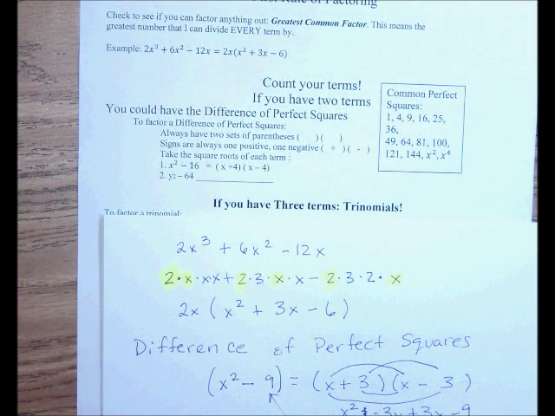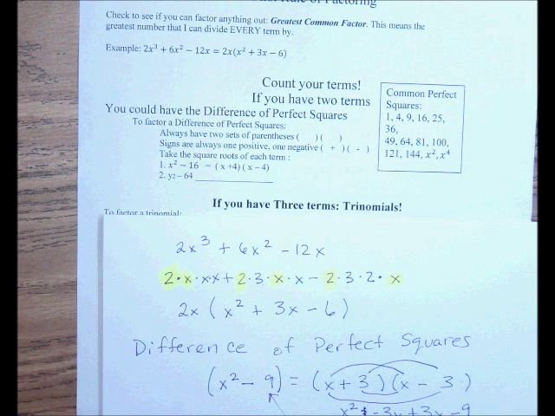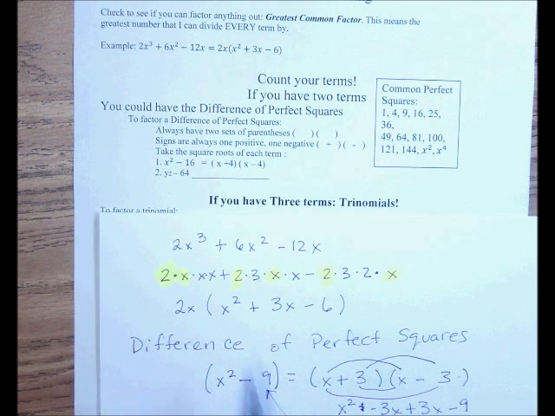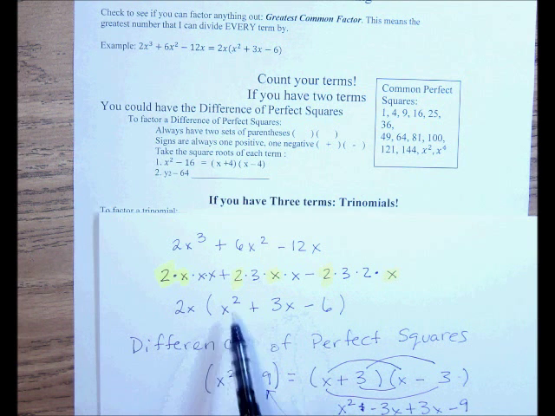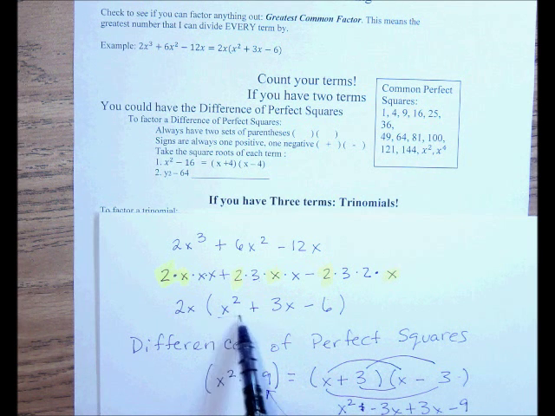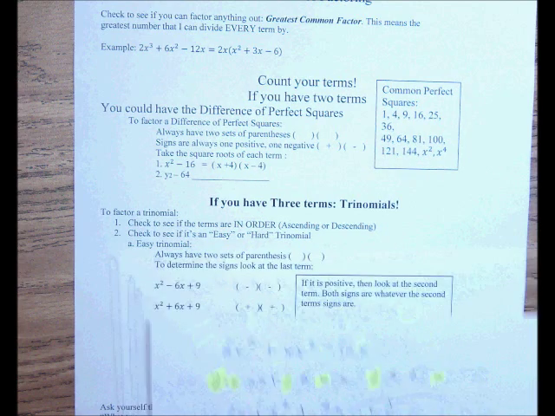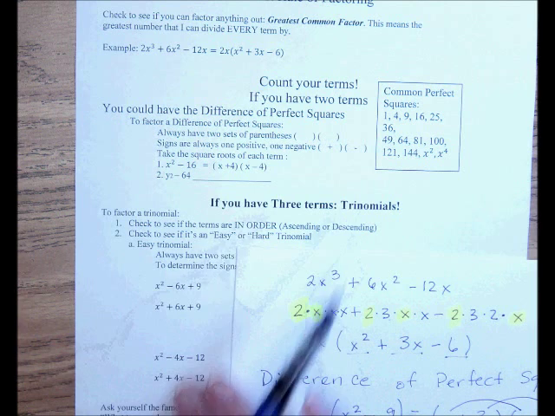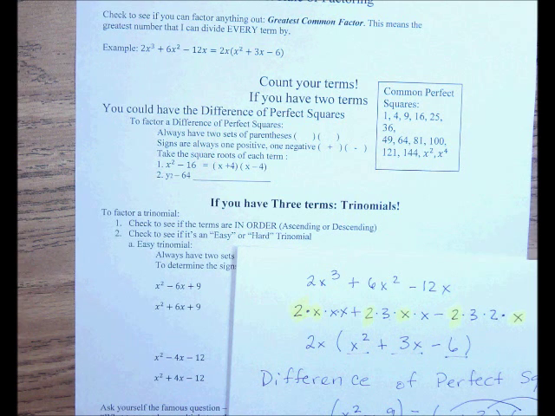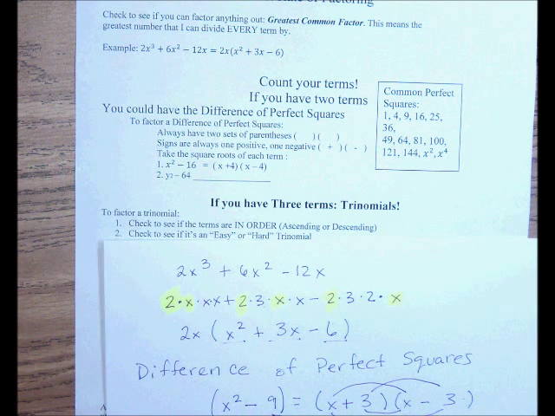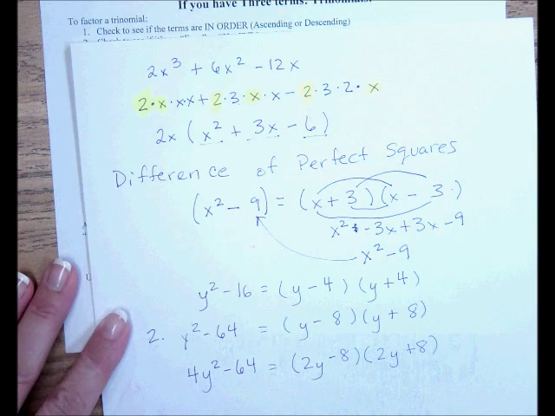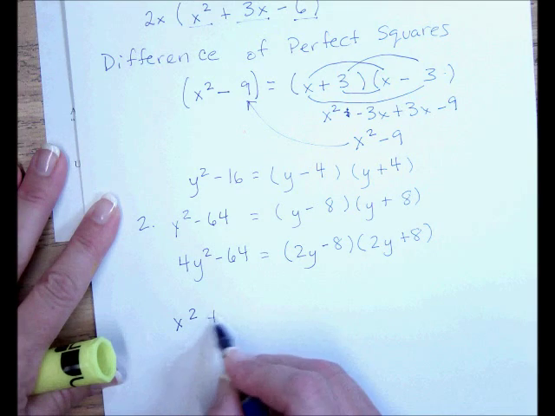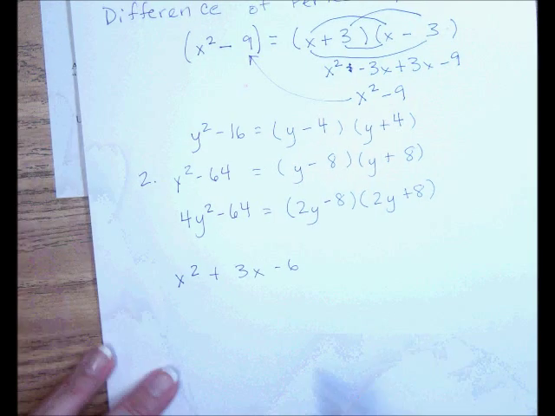Okay, and then the second scenario is after you factor out your greatest common factor, you're left with three terms, which is called a trinomial. So I have three terms here. I have x squared plus 3x minus 6. And there's different ways that you can see it. So there's 4 different things that can happen here. It says check to see that all of your terms are in order, and in this case I'm going to put x squared plus 3x minus 6. So they are in order.